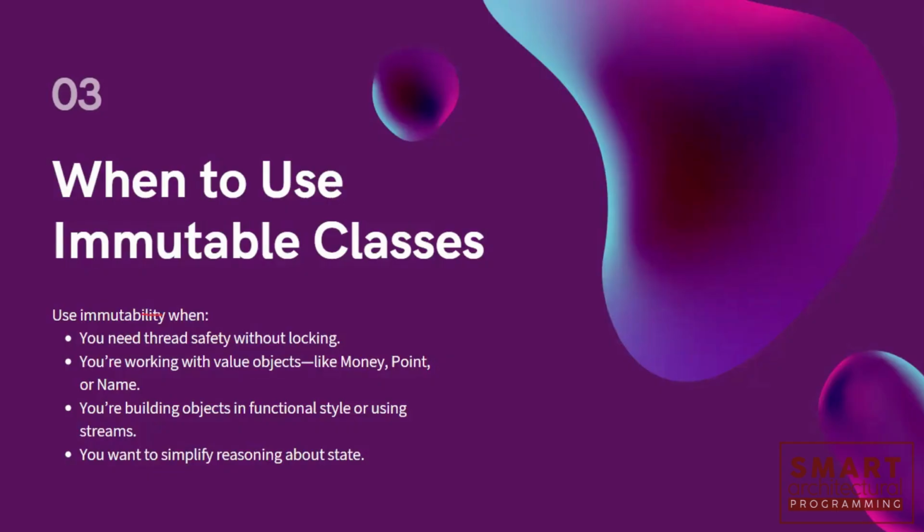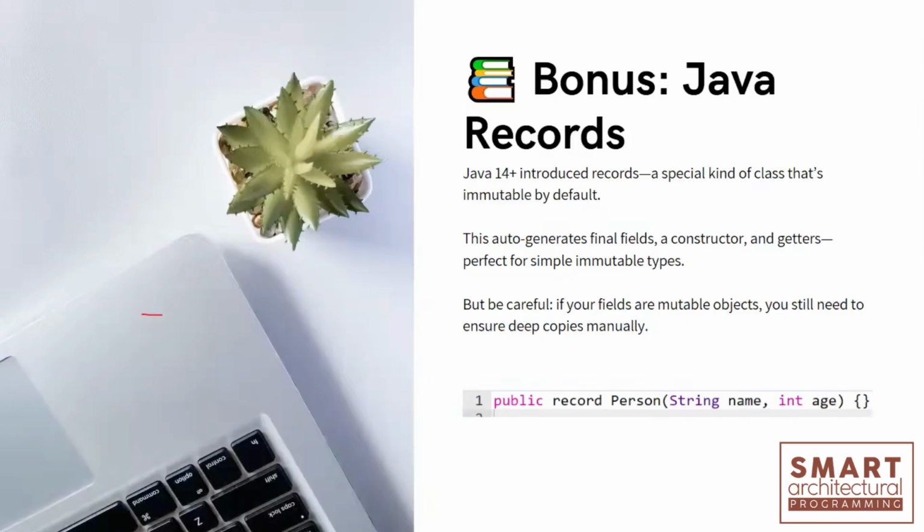And at this point, I want to give you a little bonus about Java records. Java records were introduced in Java 14 plus, right? It's a special kind of class that's immutable by default. You don't need to make it immutable. It's already immutable. This auto-generates final fields, a constructor, and getters, perfect for simple immutable types. But be careful. If your fields are mutable objects, you still need to ensure deep copies manually. So just keep that in mind.